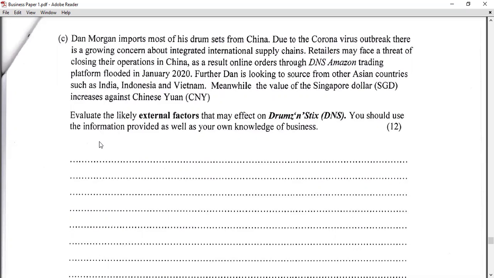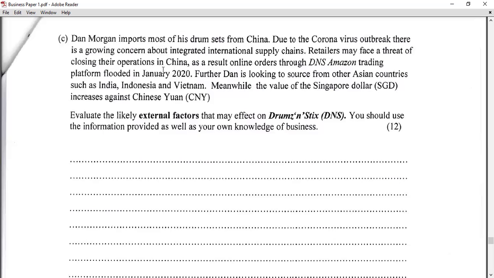But here you can see the first point: he's importing most of the drum sets from China, that's the economic environment, import and export. And the coronavirus outbreak is a pandemic, coming under external influence, under the social environment. It's coming from the natural environment, like climate change. No one can change this thing. So the virus outbreak is uncertain and unexpected, so we can't control it. Everyone is affected. And also there's a growing concern about the integrated international supply chain, economic environment.